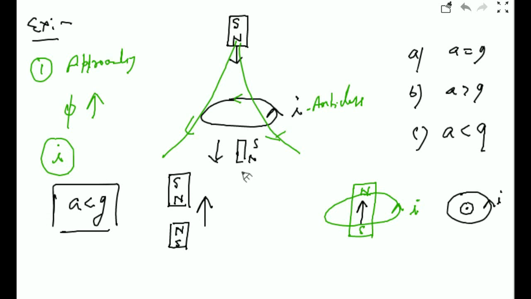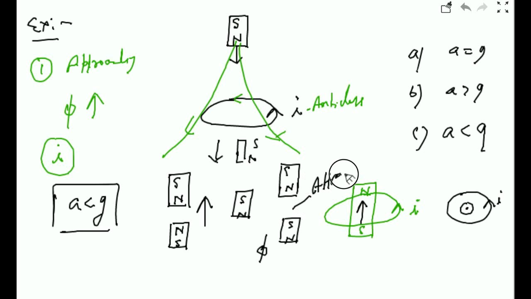Now go to the second case, when the bar magnet is going away from this. So here you have south and here you have north. The magnetic flux is decreasing, so the current in this coil will be clockwise. If you have clockwise current, then you can write the equivalent bar magnet as south and north. So now you can see there is attraction between the coil and the bar magnet. So again the acceleration is going to be less than G.